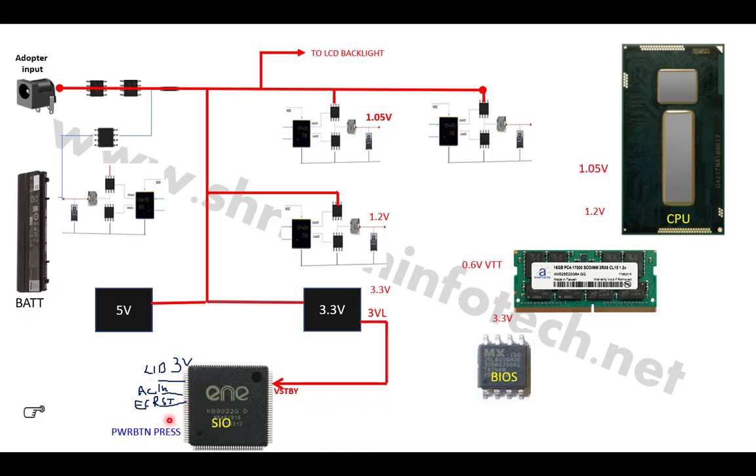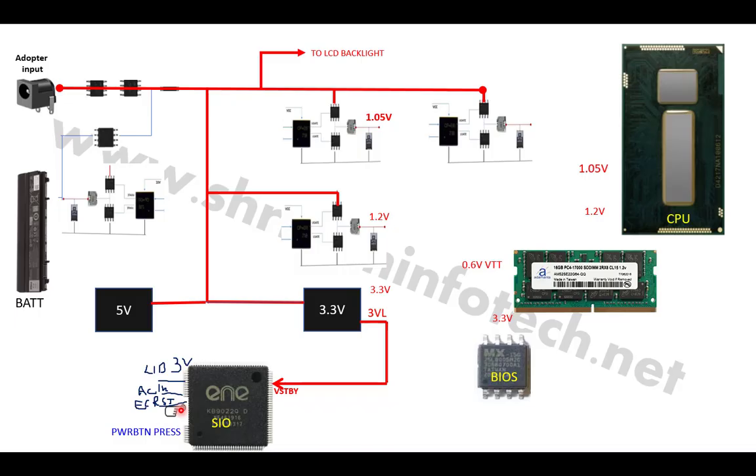Then after this, the power button press. At the power button you will get 3 volt, but once you press the power button the voltage goes to 0, and when we release the power button the voltage comes back up to 3 volt. That means a 3.3 volt pulse will be created on the power switch or the power button.